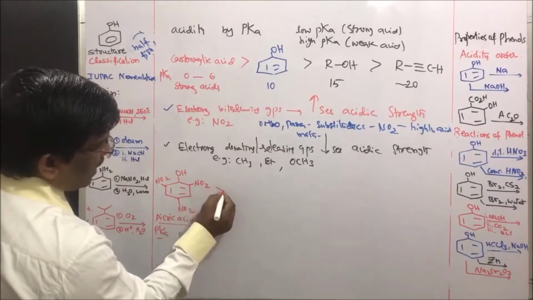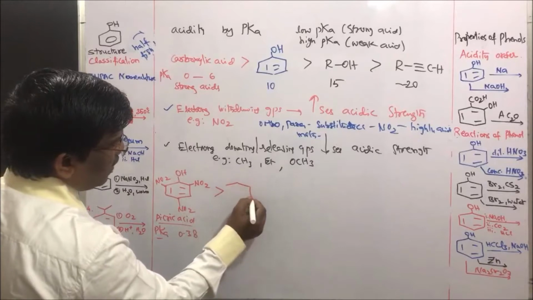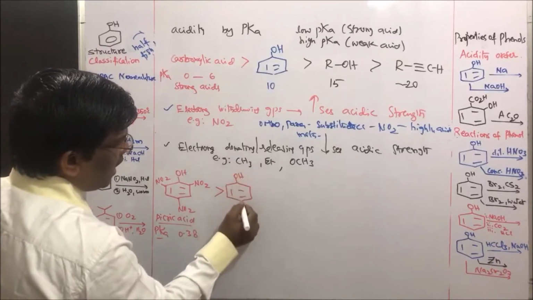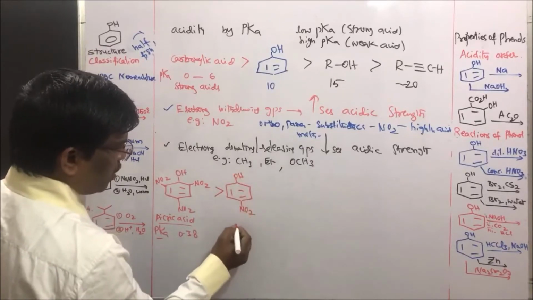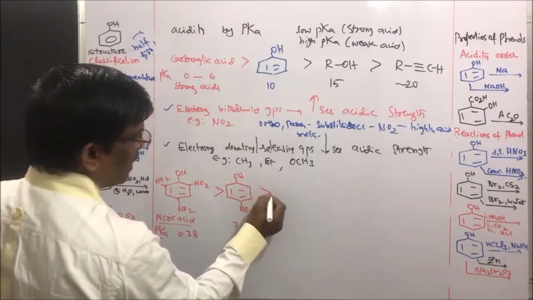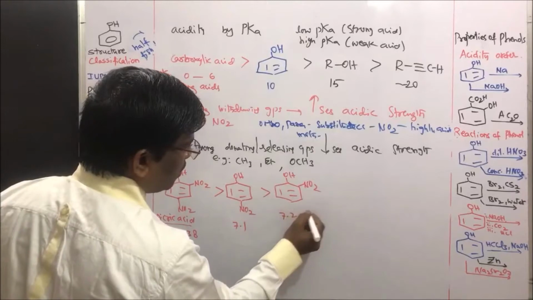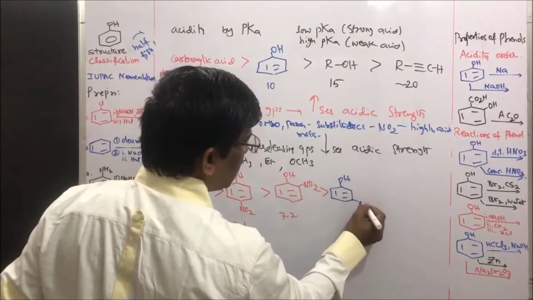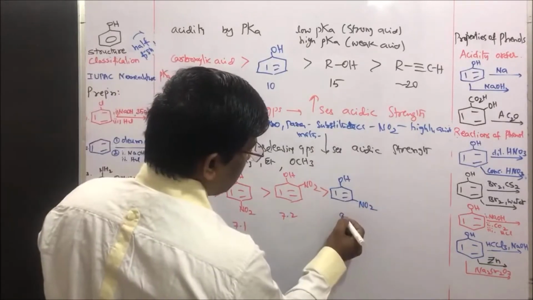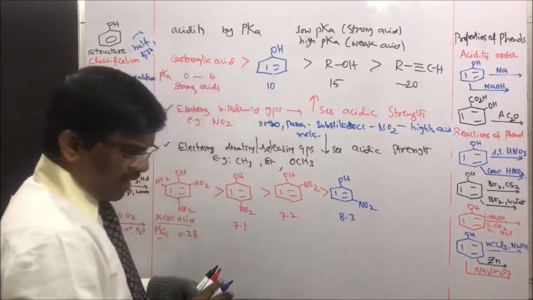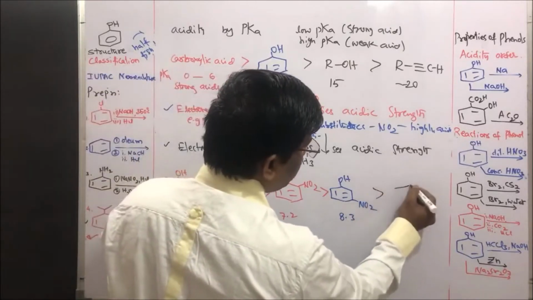And this follows, for example, mono substituted. If I take this para nitrophenol, it is going to be 7.1, and then follows ortho nitrophenol 7.2, then meta nitrophenol, whose acidity or pKa is about 8.3. Phenol, what is the pKa of phenol?